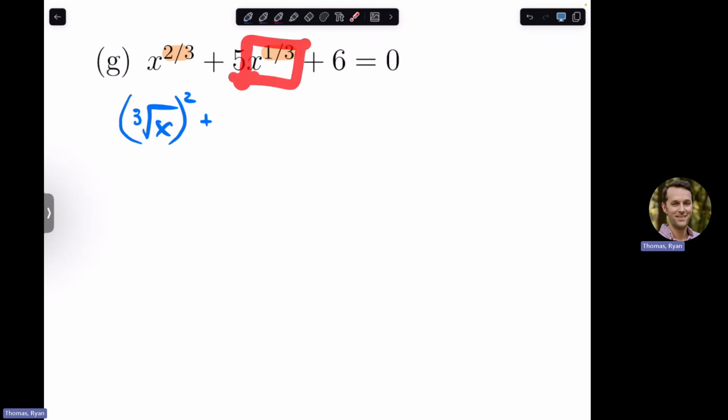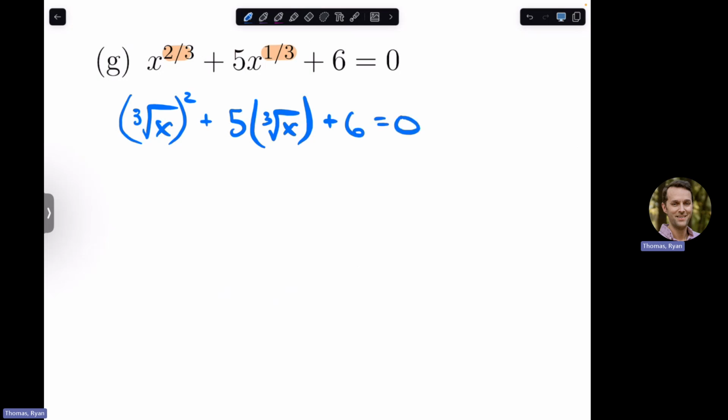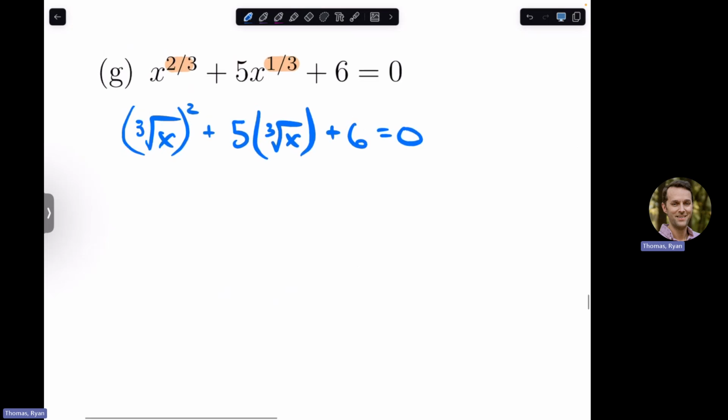The power is only on this part, right? So it's 5 times the cube root of x. I'm just going to throw a set of parentheses around that to separate it a little bit. So we know that the 5 is not under the radical or part of the index. Okay. So this thing is really this other thing then, written in terms of the cube root.